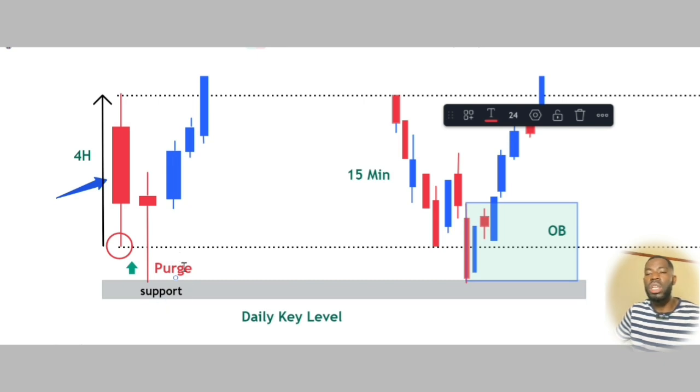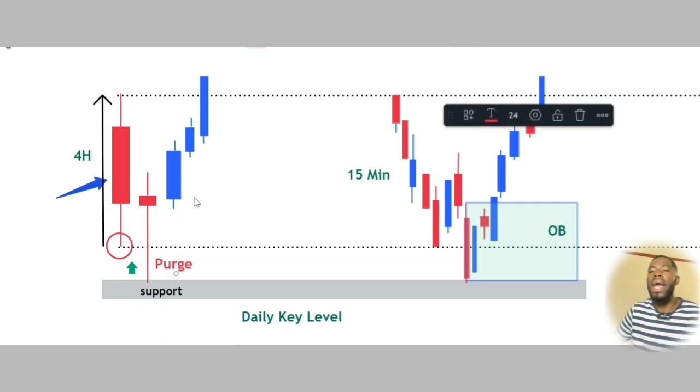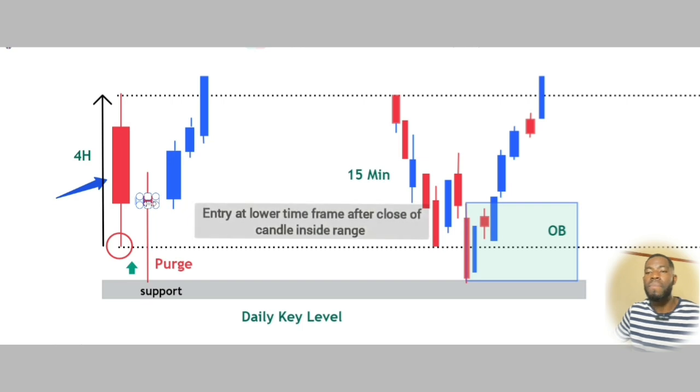So the first condition is that we have a purge, and the purge happened at a daily key level, a key level at higher time frames. That is the second condition. And now after the purge, we are looking for our entry. When you see the candle has closed, has reacted at a higher time frame support in this case, and there was a purge, and that candle closed within the first candlestick range.